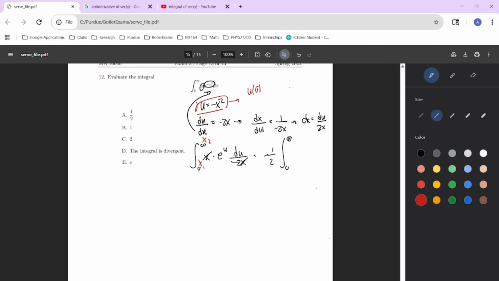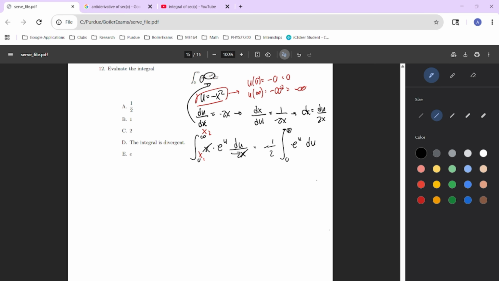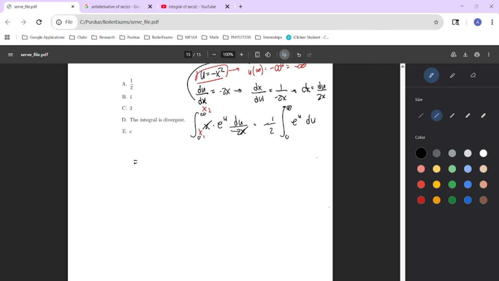So u of 0 would be equal to negative 0, which is 0. U of infinity would be equal to negative infinity. Yeah, just negative infinity. I mean squared, but that's still just negative infinity. So negative infinity here. Okay, e to the u du. This is a very simple integral. This would become negative 1/2 out in front multiplied by e to the u from negative infinity to 0. So that would be 1/2 multiplied by e to the negative infinity, or actually, okay.